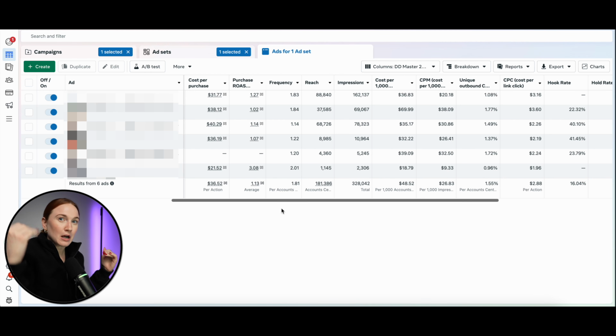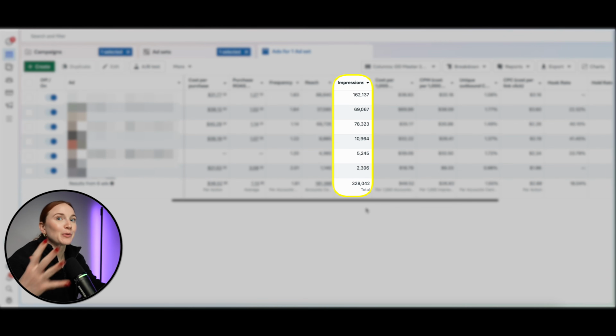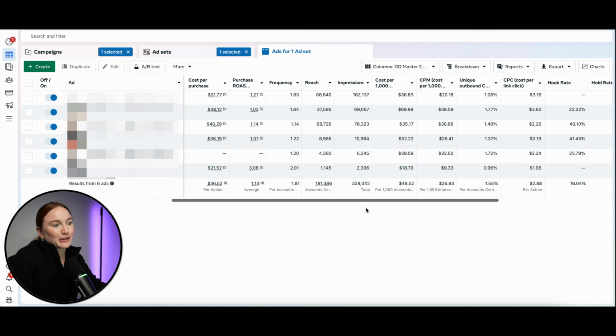So if you see those higher frequencies, it might be a sign that your creatives are targeting the same people over and over again, or your campaign is. Now your reach is going to show you the individual people that saw your ad, whereas the impressions is actually going to show the number of times that your ads were shown, sometimes to the same people, which is why I really like looking at the frequency number too, because I always want to make sure that my ads are reaching new people and not just hitting the same people over and over again.